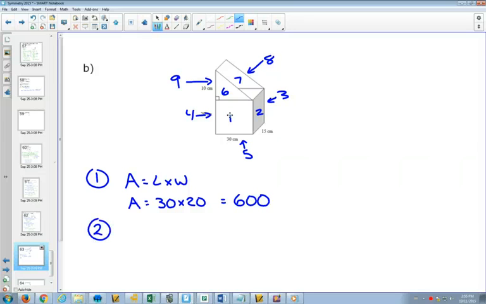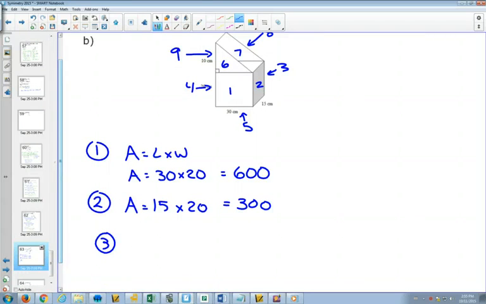Shape number 2. Another rectangle. Also be length times width. What are the dimensions of that rectangle? 15 times 20. Good. 300. Shape 3 is a rectangle on the back. It's going to be the same as shape 1, so we don't even have to do the math because we've already figured that out. Can you see shape 4? Same as 2. So we'll get 300.